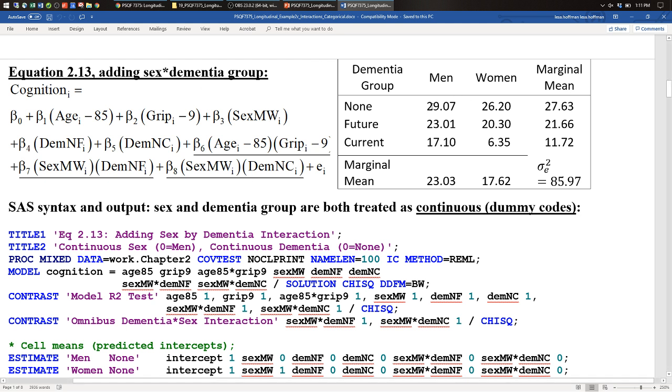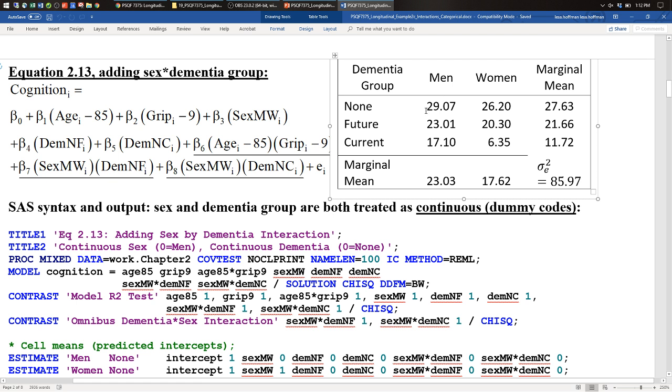Here are the means that we're going to be analyzing. These means are holding constant age at 85 and grip strength at 9. The model does not have interactions of dementia group or gender with age and grip, so those group differences would be irrelevant with respect to age and grip, but the means themselves are conditional. These are what's known as adjusted means in ANCOVA language, or conditional means, but the mean differences between groups are unconditional in this case, other than dementia and gender here. So these are the things that we're looking at.